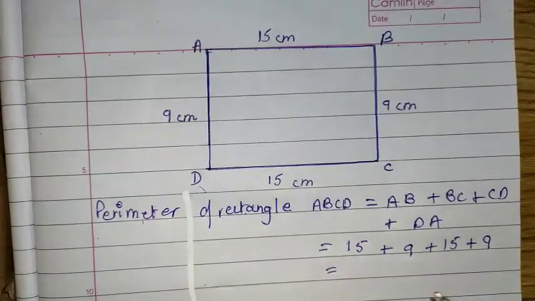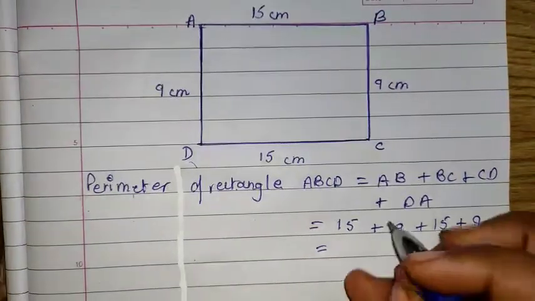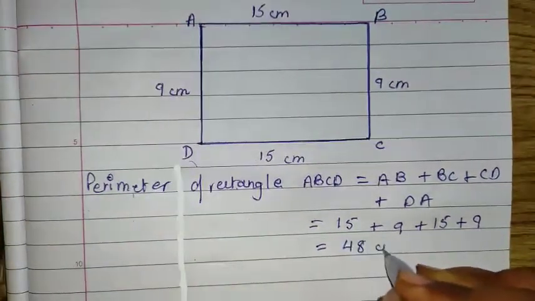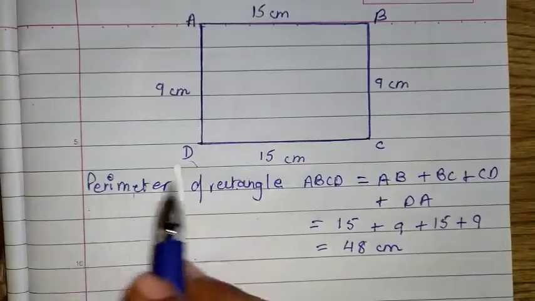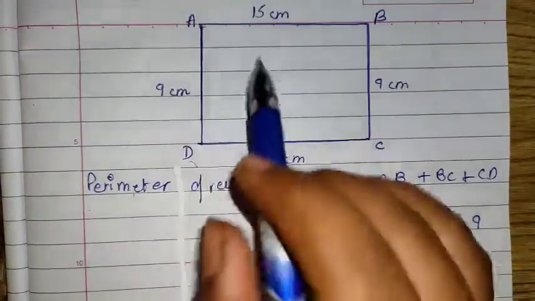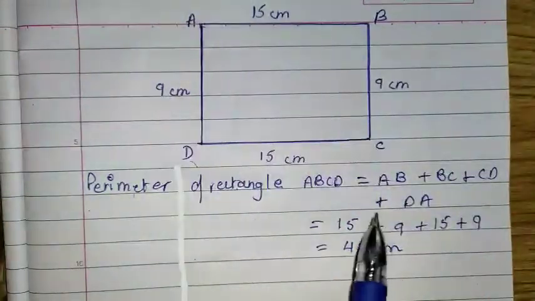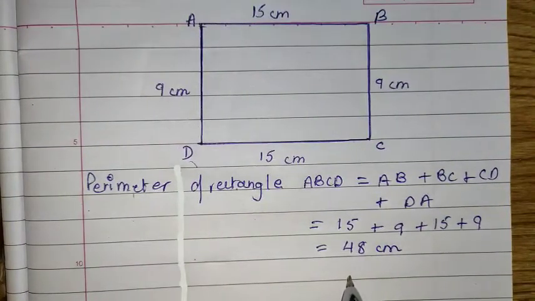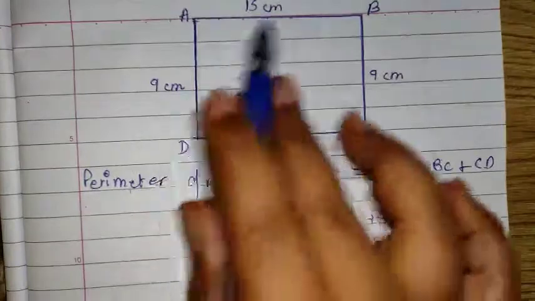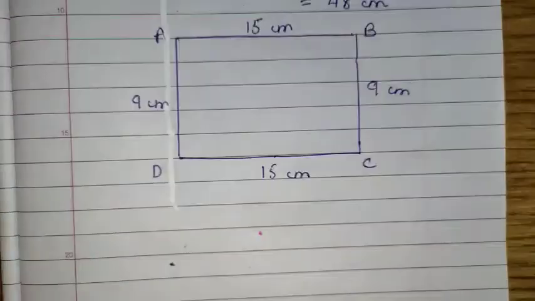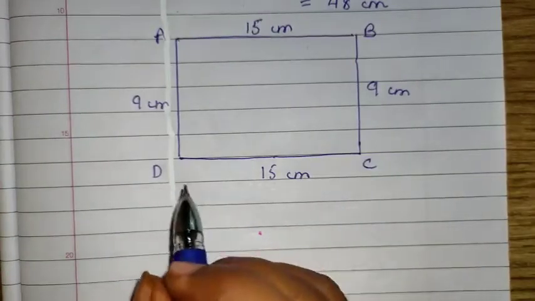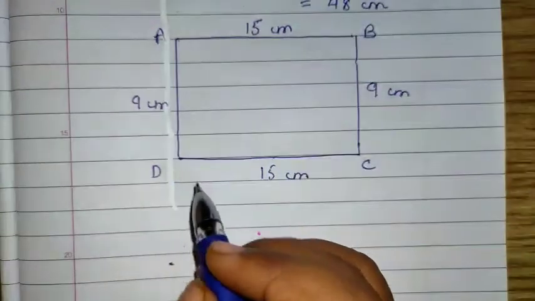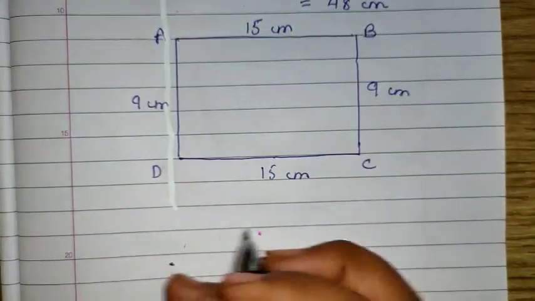And what do we get? We get 48 centimeter. But isn't this time consuming, since we have to add all the sides? So that's why we use the formula. So now let's derive the formula to find the perimeter of a rectangle. Now we'll be taking the same example of the rectangle.